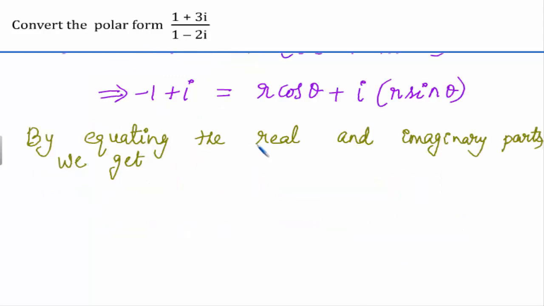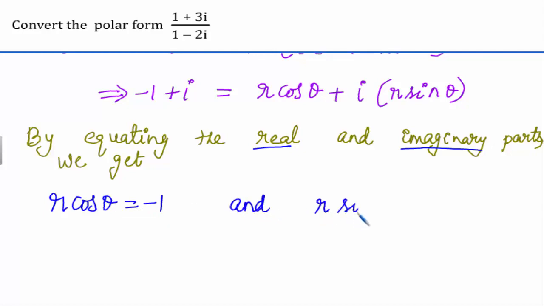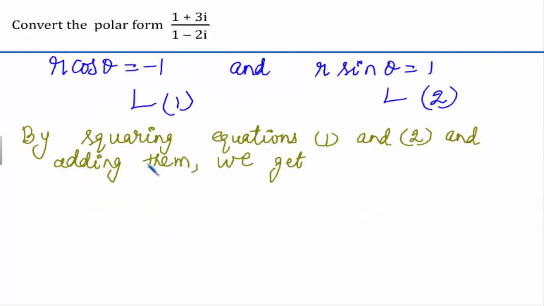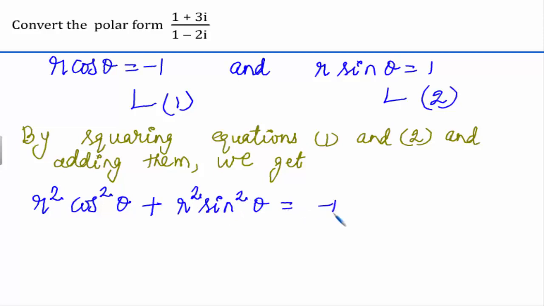Next, by equating the real and imaginary parts, we get r cos theta is equal to minus 1 and r sin theta is equal to 1. Let us name this as equation 1 and this as equation 2. By squaring equations 1 and 2 and adding them, we get r square cos square theta plus r square sin square theta is equal to minus 1 whole square plus 1 square.